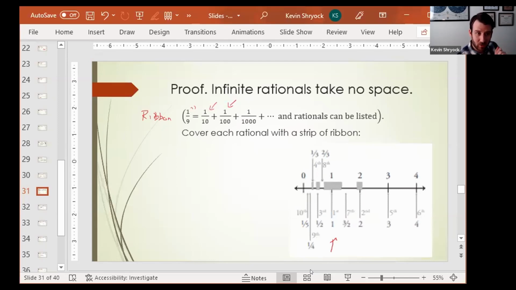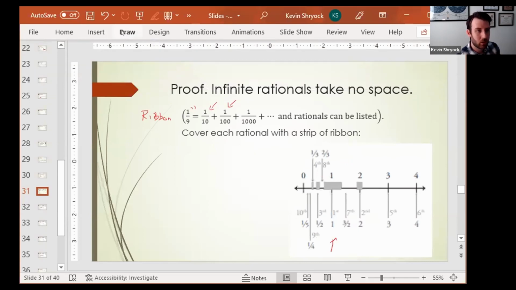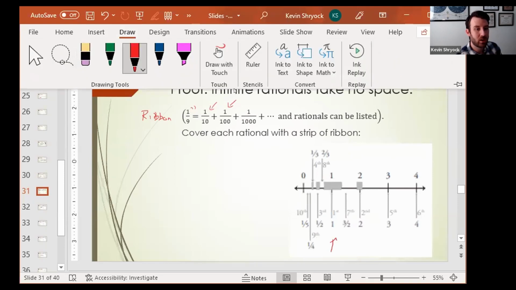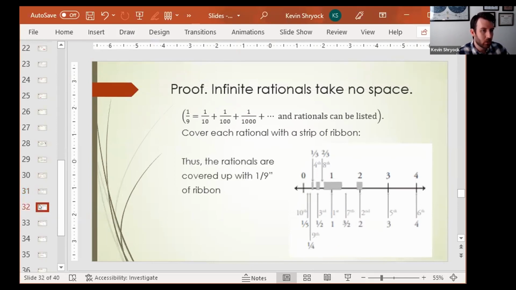Now, once I've covered up the number 1, we'll agree that there's some excess. So I've definitely covered up 1, and I've even covered up some numbers off to the side. That's fine. I'm just saying we can cover up every single rational number with some ribbon, and that it's not going to be a total amount of ribbon more than 1/9 of an inch. All right, so 1/9 of an inch of ribbon is all I need to cover every fraction on the number line if I'm creative about it.